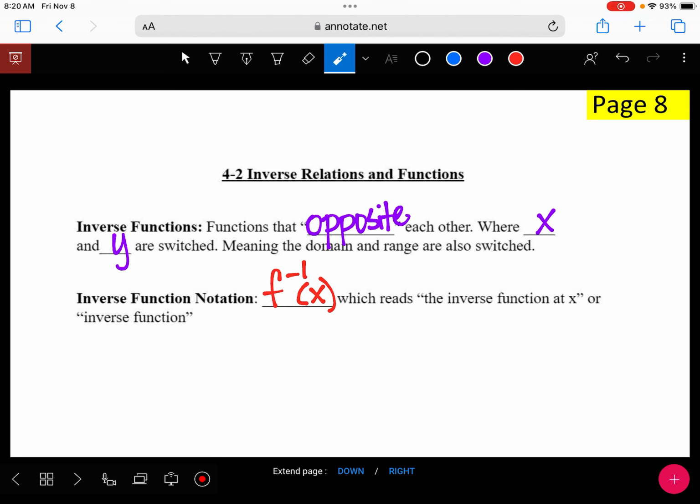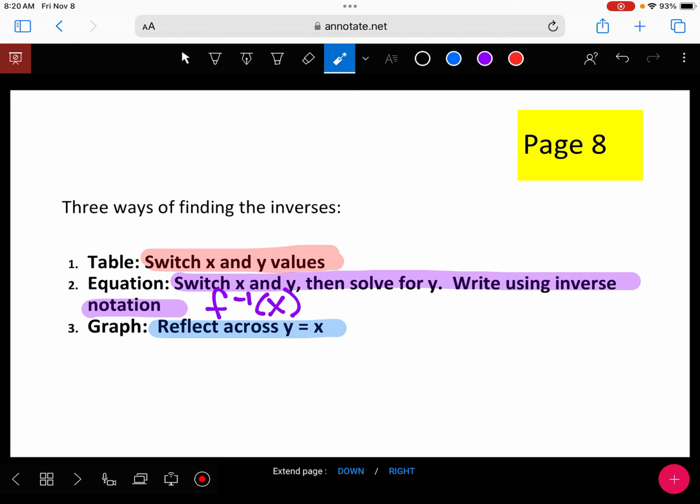So there are 3 different ways to find the inverse. Let's talk about the 3 ways. Go ahead and copy this down. If it's a table, which is what we're going to practice today, all you have to do is switch the x and y. So you're copying down the highlighted parts. If it's a table, you switch your x and y, because remember, inverse means opposite.